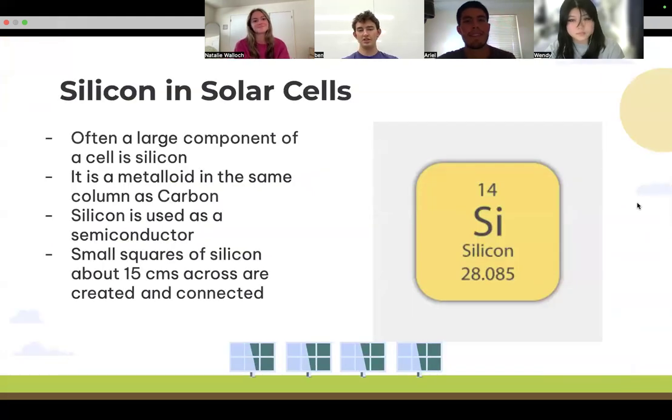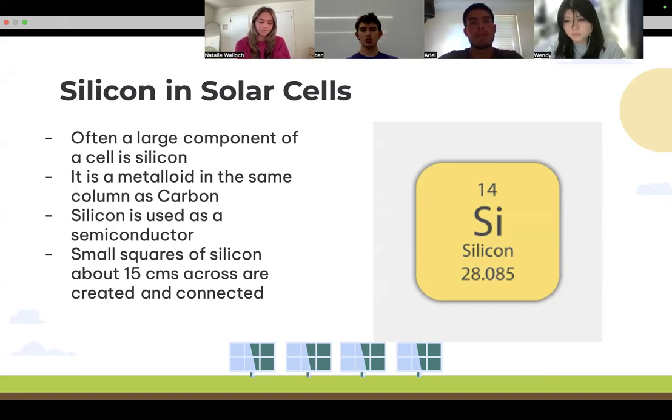Yeah, the base element that is used in most solar cells is silicon. It's a large component of the cell. It's in the metalloids right below carbon, so that means it has four valence electrons, and it's used as a semiconductor in the cells, which means that it's not a very good conductor, but it does conduct electricity.